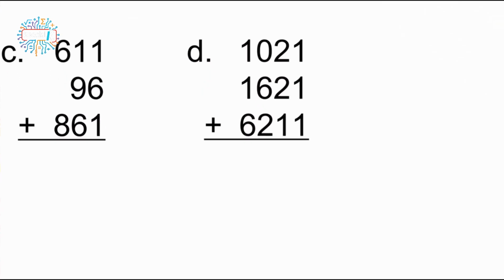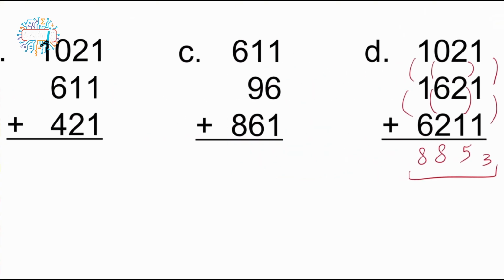This time we do have 3 different numbers. I do have 1 plus 1 plus 1, 3. 2 plus 2 plus 1 is equal to 5. Remember, there is no carrying number. I don't have to worry about anything. 0 plus 6 plus 2 is equal to 8. 1 plus 1 plus 6 is equal to 8. 8,853. For the next one, I do have 1 plus 6 plus 1 is equal to 8.